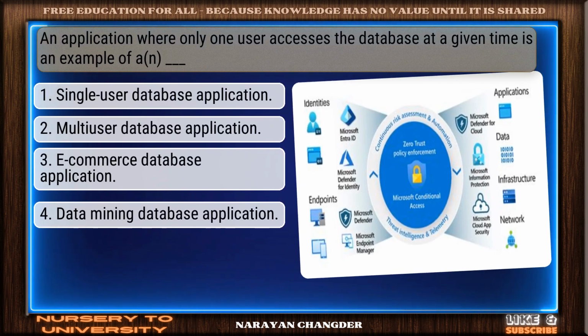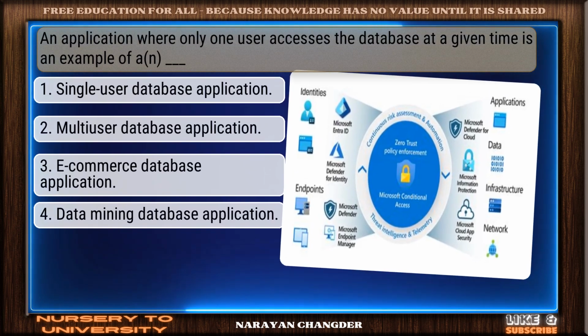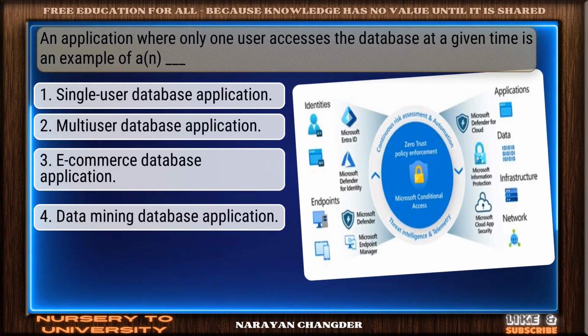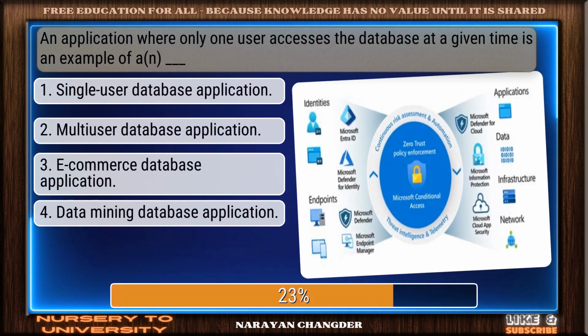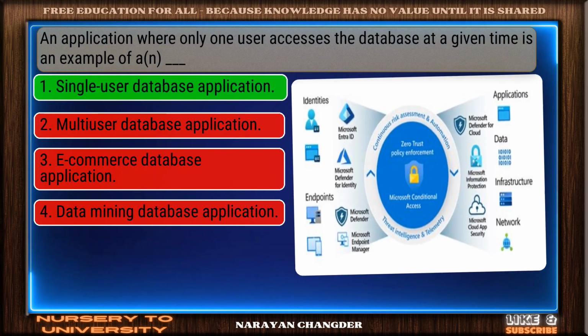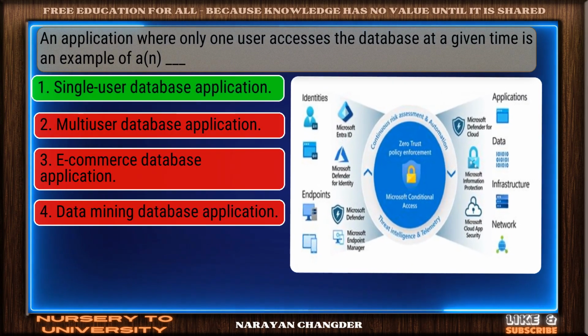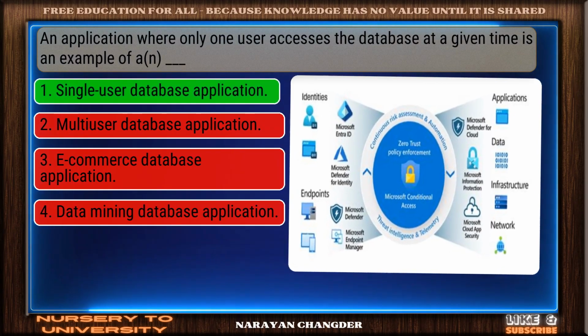Question number 16. An application where only one user accesses the database at a given time is an example of a dash. Sharp thinking. Single-user database application is the right choice.